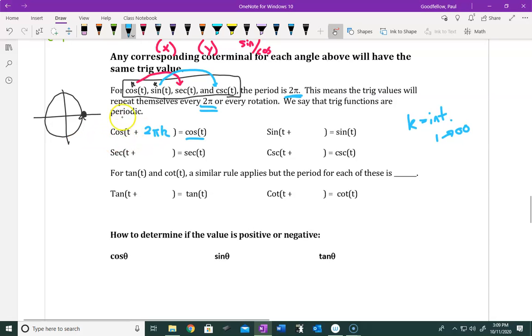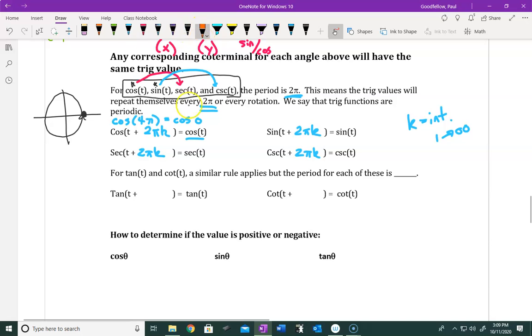Now, the funny part is we could actually say that cosine of something like 4 pi is exactly the same thing as the cosine of 0. Because you unwind it to that same location, it's the same coterminal location. And this works for all of them. Sine of 2 pi k, secant of 2 pi k, and cosecant of 2 pi k. Okay? So the key here is remembering that those four have a 2 pi period. Remember that that's called its period.